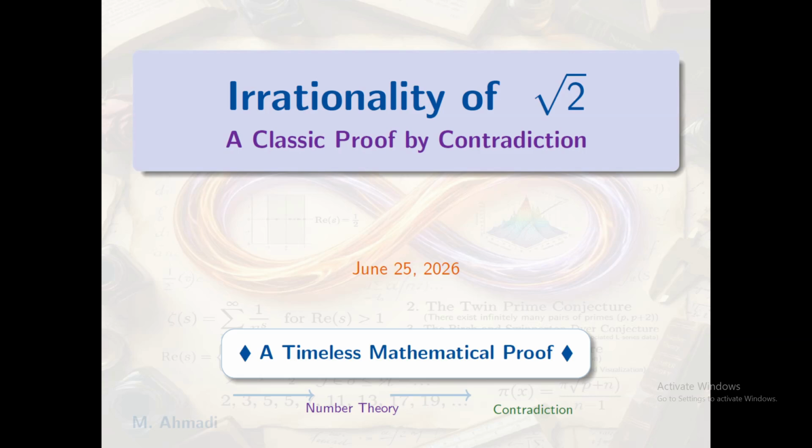Hello everybody. In this video, we are going to prove one of the most famous proofs in all of mathematics. We'll prove that the square root of 2 is irrational using the method of proof by contradiction. This proof dates back to ancient Greece and has survived for over 2,500 years. It's a masterpiece of mathematical reasoning that every student should know.